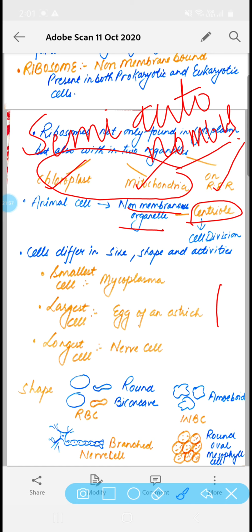Now we come to the next topic, that cells differ in size, shape and activities. हम सभी को पता है कि सेल एक जैसे नहीं होते सभी. They have different sizes, they have different shapes, they perform different activities. So let us take a view that the smallest cell is mycoplasma. Okay, the largest cell is the egg of an ostrich, and the longest cell is the nerve cell. So by giving these three examples, you may prove your answer that the sizes of different cells differ.